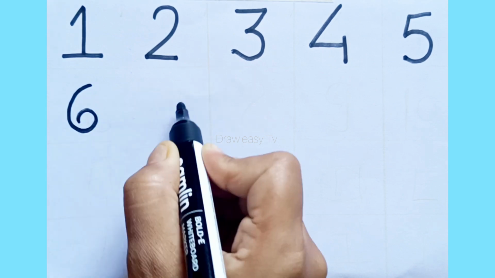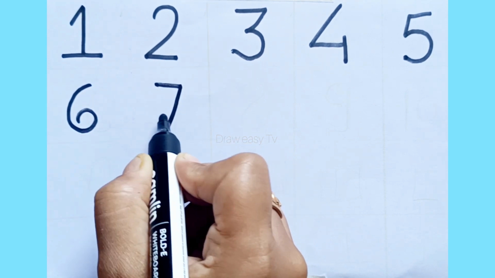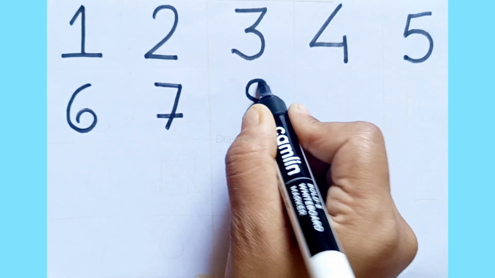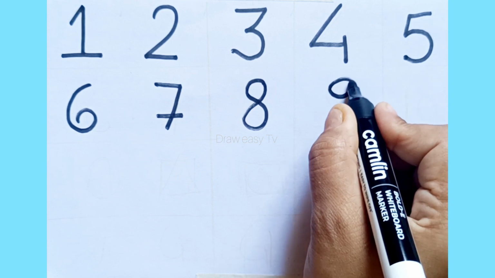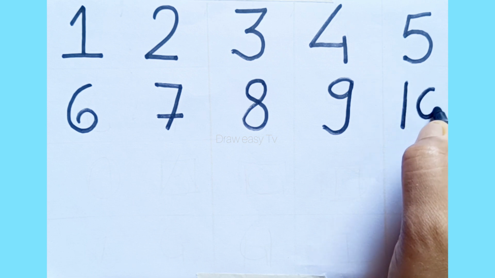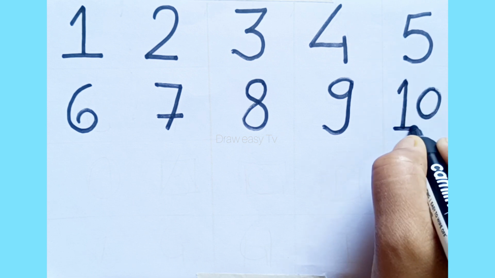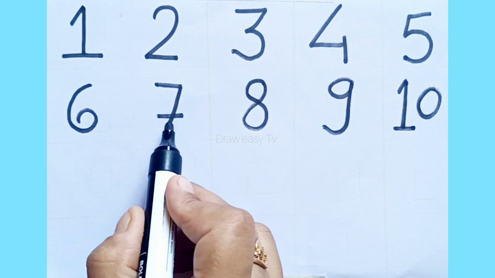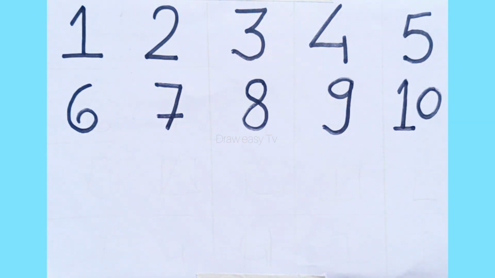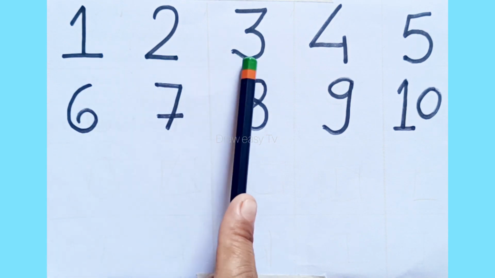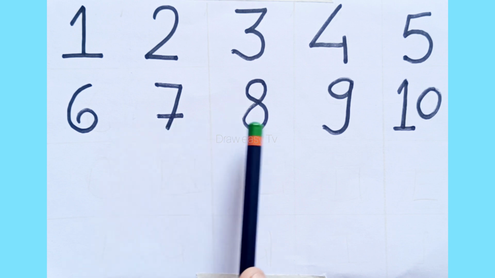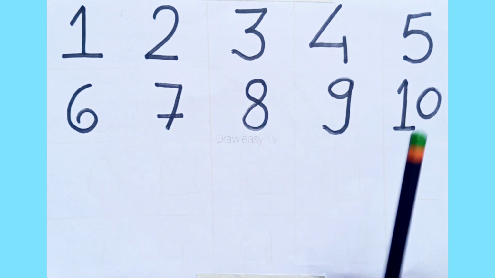Number 6, number 7, number 8, number 9 and 10. 6, 7, 8, 9 and 10. Let's read it again. 1, 2, 3, 4, 5, 6, 7, 8, 9 and 10.